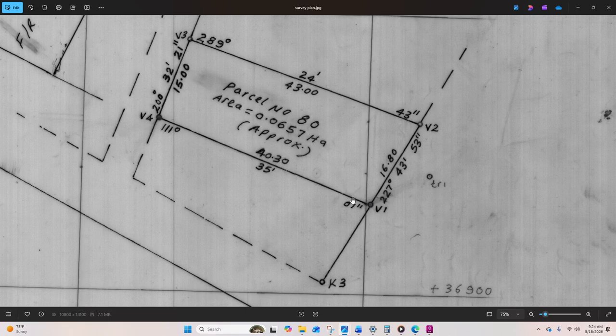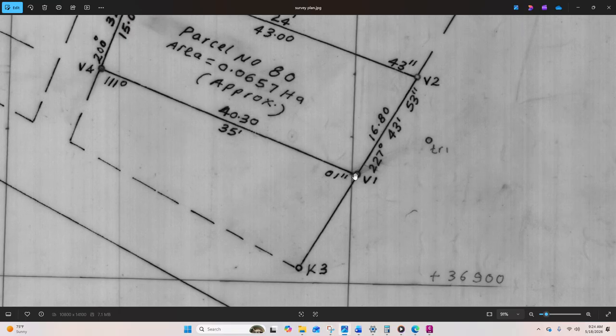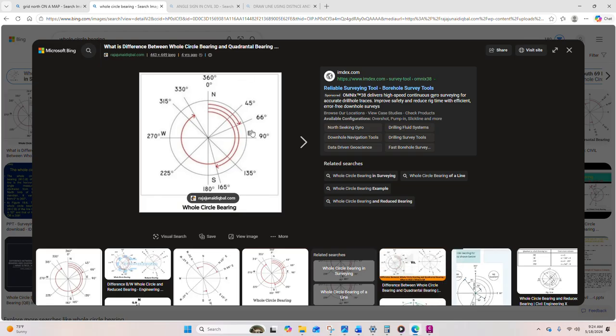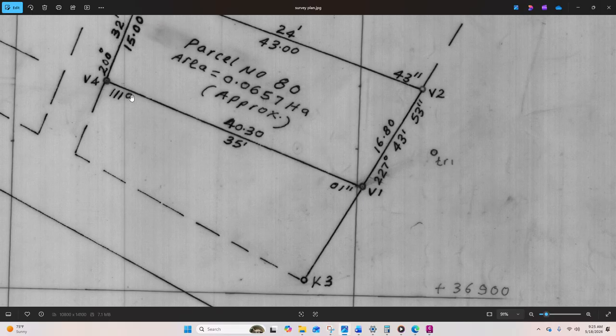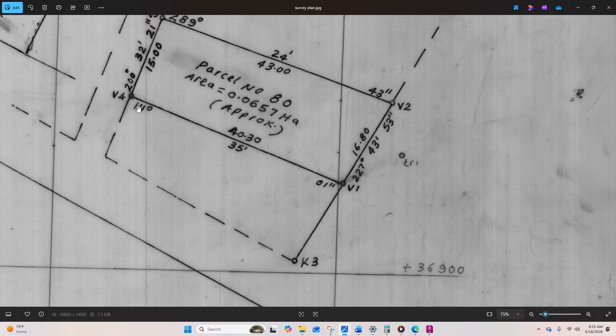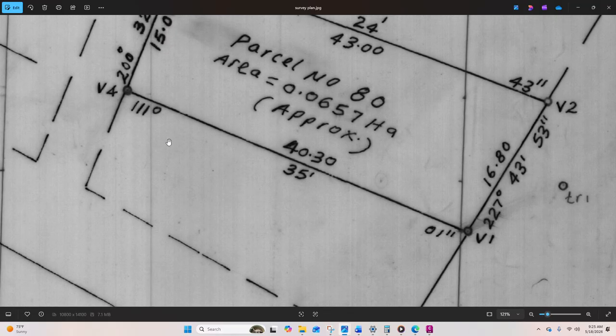But if you measure from V1 to V4, you will achieve something different, because the grid north is always measured clockwise, or rather the whole circle bearing is always measured clockwise. So from this point, if you want to measure the bearing from V1 to V4, you will have to draw your plane at this point. That one will be 0, then you will have 90, then 180, then 270, then something more than 270. So you will not be able to achieve 111.